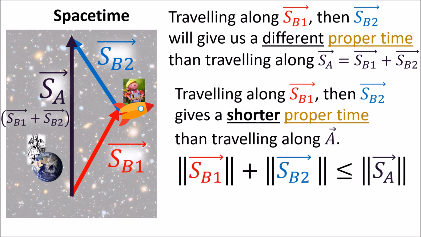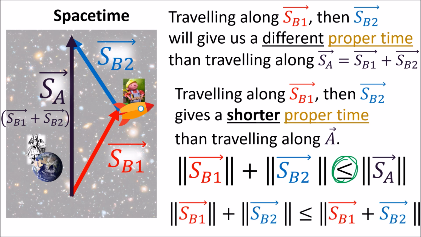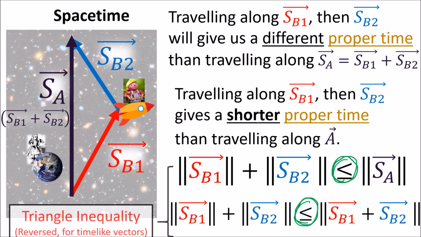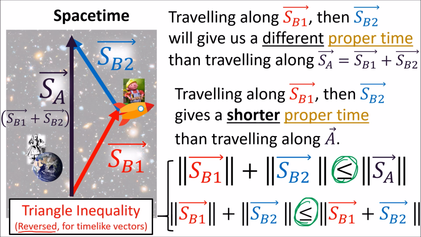So the Minkowski length of SB1 plus the Minkowski length of SB2 is actually less than or equal to the Minkowski length of SA, which is the vector sum of SB1 and SB2. This is the reversed triangle inequality, where the inequality sign is the opposite of the sign we saw for the triangle inequality in physical space. This inequality only applies for time-like vectors, which are vectors that are more vertical than the world lines of light beams in a space-time diagram.